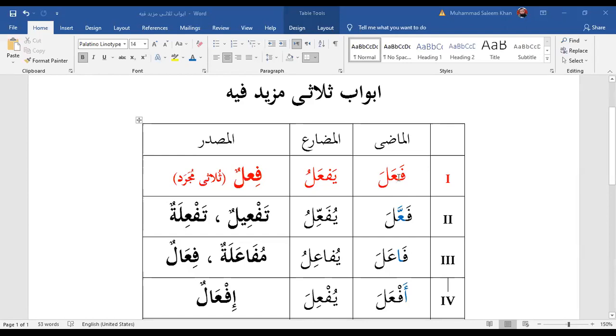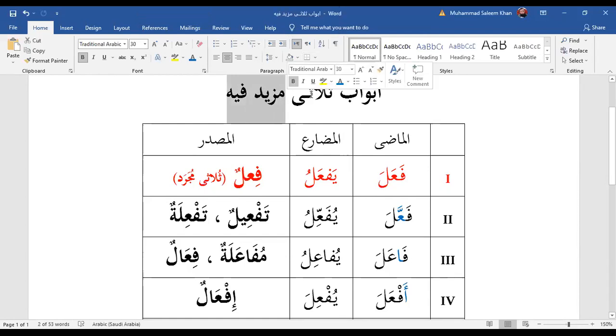As we can see here, we have fa'ala. So fa is number one, ain is number two and lam is number three. So these have three root letters, and this is the first group, group number one. Group number one belongs to the verbs that have three root letters. Then we have the verbs that have more than three root letters. We call them abwab thulathi mazid fihi, yani something has been added. The addition has been made, and then they have more than three root letters.